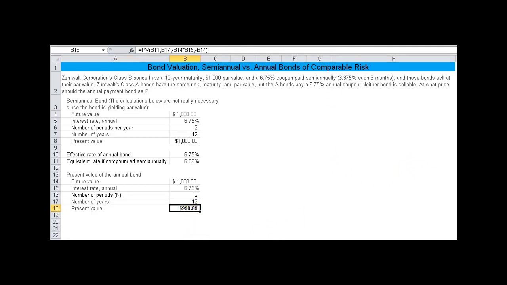Now, that's the answer there, but let me walk you through it. First, you could do the calculation for the semi-annual bond, but you really don't need to. The reason why you don't need to is that it's trading at par, so the present value of the bond is going to be equal to the stated rate because it's trading at par. But let's put in these factors, and I'll show you how that works.